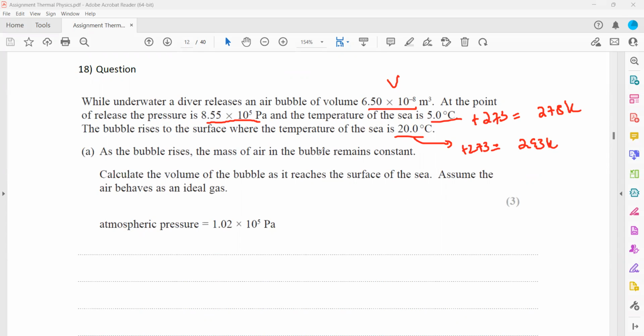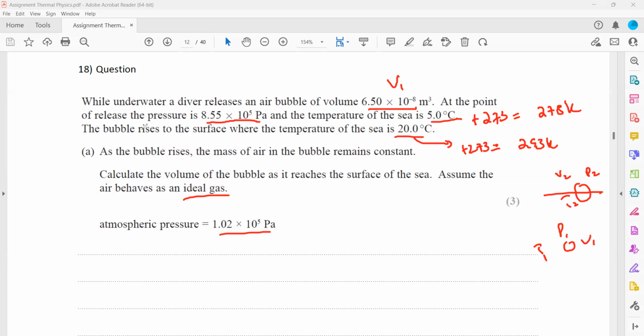As the bubble rises, the mass of air in the bubble remains constant. So mass does not change. Calculate the volume of the bubble as it reaches the surface. Assume that air behaves like an ideal gas. And the atmospheric pressure. So this is the initial volume, when it was released at the bottom. So the initial pressure, initial volume and initial temperature are there. When it reaches the surface, there will be a new pressure, new volume, and new temperature.